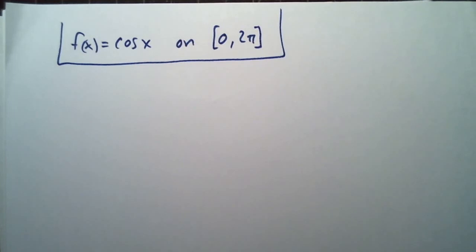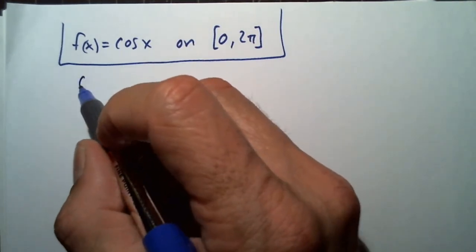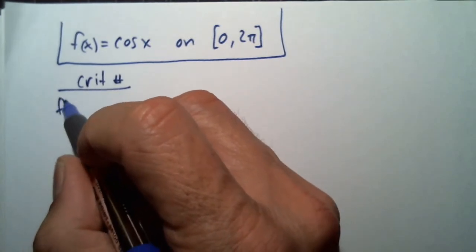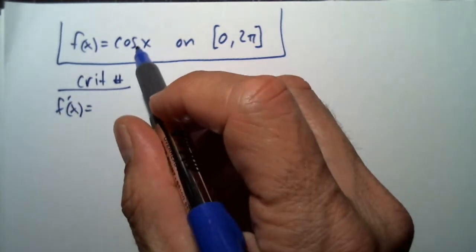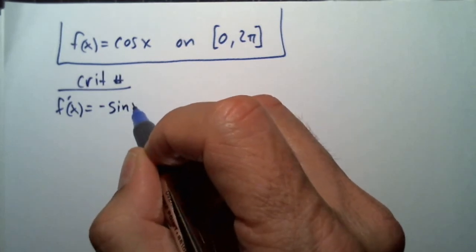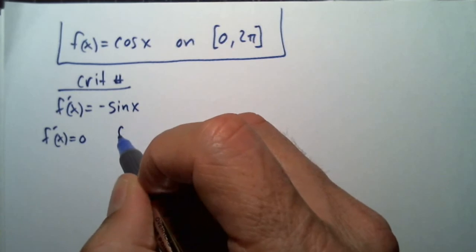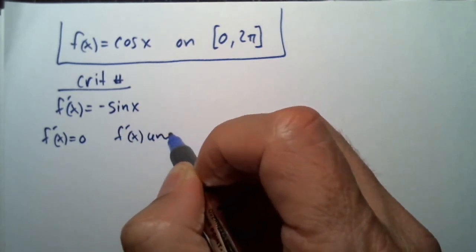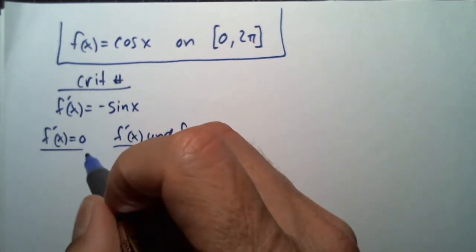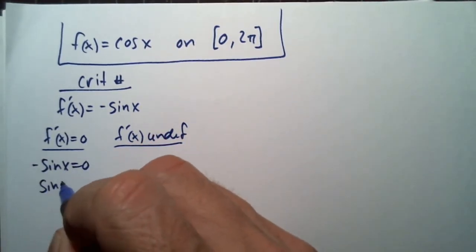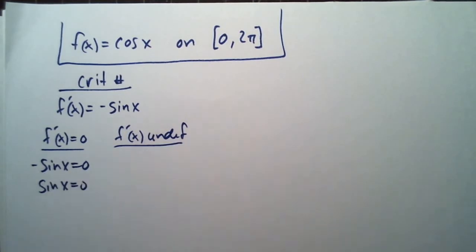Alright, pause the video and try finding the absolute extrema for cosine on this interval. Critical numbers, let's find the derivative. The derivative of cosine is negative sine. And then we'll find out when f prime equals 0 or f prime is undefined. When does negative sine x equal 0? When does sine equal 0? Divide by a negative.